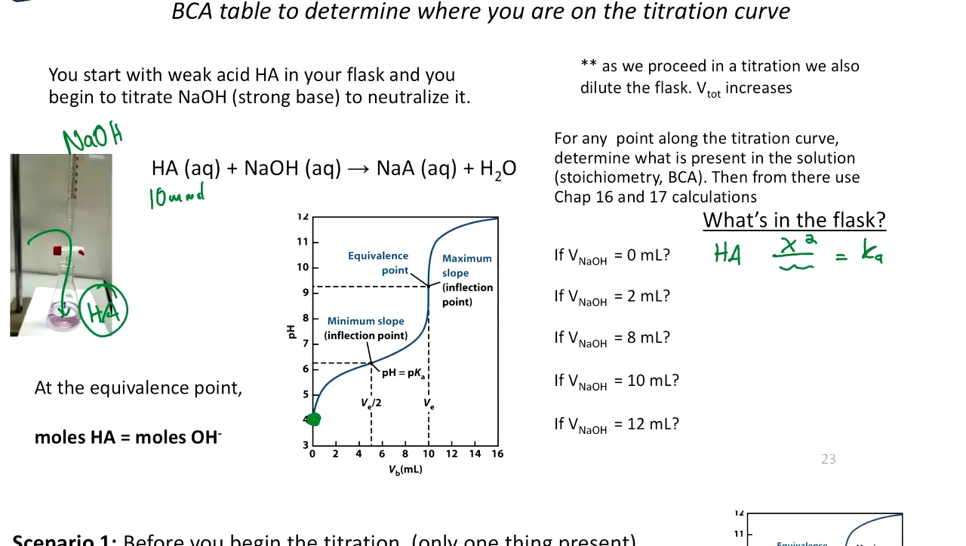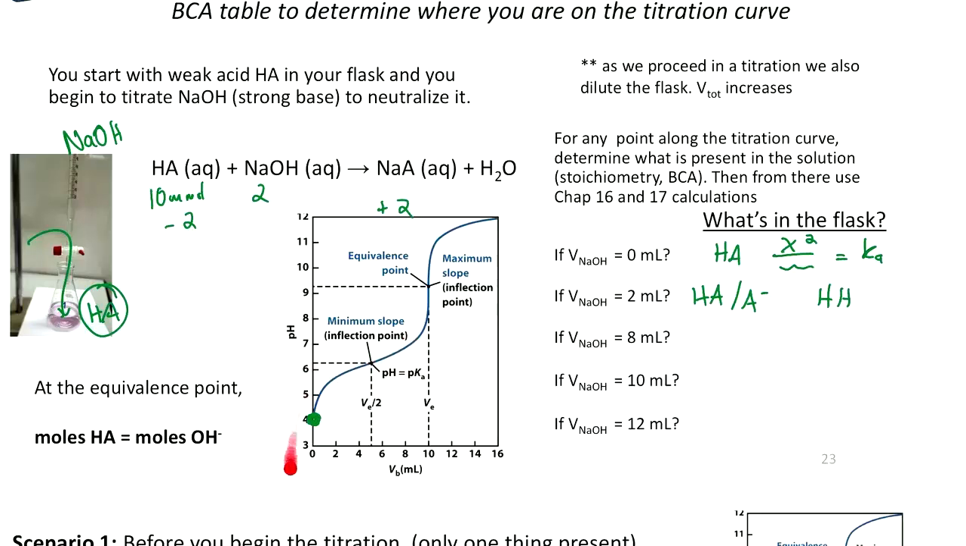Okay, so let's pretend we add a little bit of sodium hydroxide, say 2 milliliters. We consume some of our acid and make some of its conjugate base. What is that? That's a buffer. You actually have HA and A minus present in your beaker. How do you calculate the pH of that? Henderson-Hasselbalch, right? That is this flat region of our titration curve.